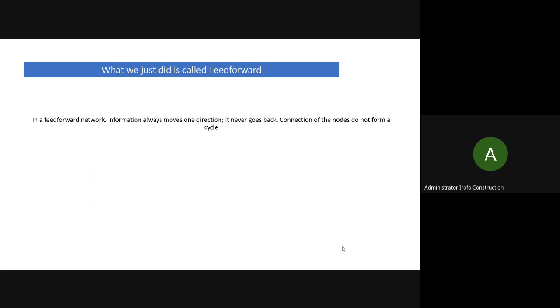It always goes from one node to another node and gives the output. It doesn't return again. So that's what they refer to as feed forwarding. When you hear people say they are doing feed forwarding, that's the basic meaning of feed forwarding.